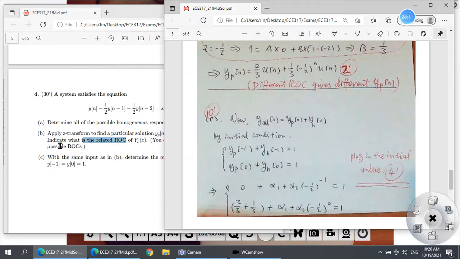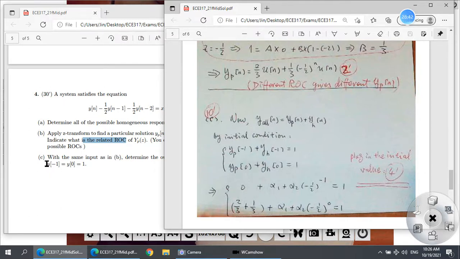This is part B. And part C. Now we have a particular solution and a homogeneous solution, so the overall solution will be the combination of these two. Of course, in this combination we have two uncertain values, alpha 1 and alpha 2. They could be any values. Now we will use the initial condition to determine those two uncertain values, alpha 1 and alpha 2.